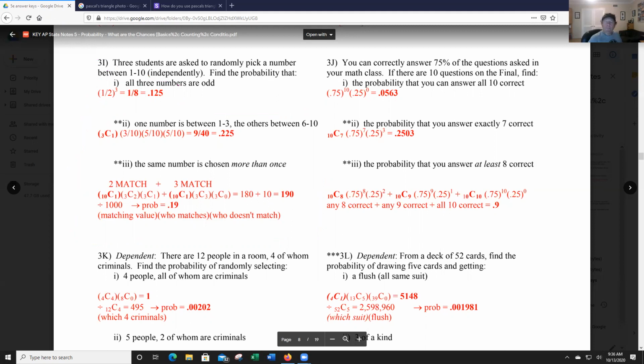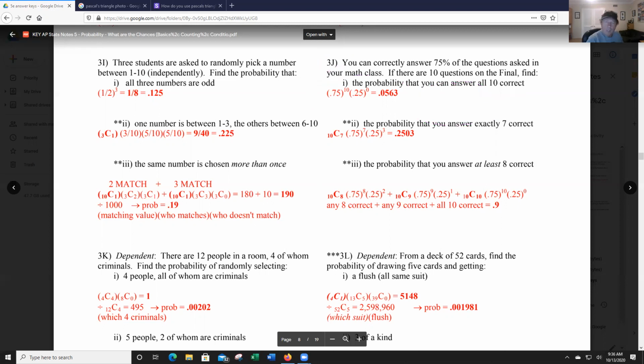So 3J, you can correctly answer 75% of the questions asked in your math class. If there are 10 questions in the final, find the probability that you get all of them correct. Well, all of them correct. I didn't really have to write the 0.25 to the 0 there because I had to get 10 straight correct. 0.75 to the 10th.